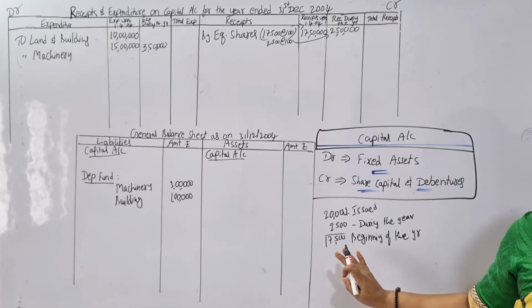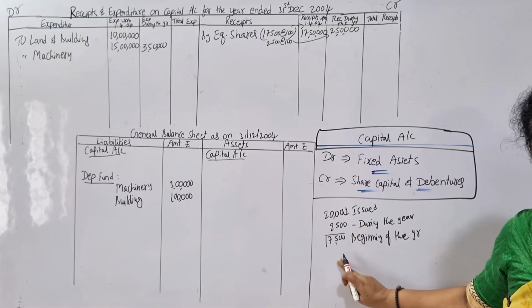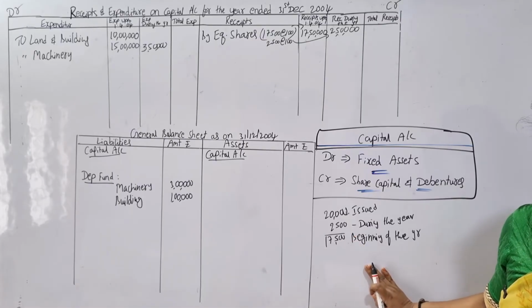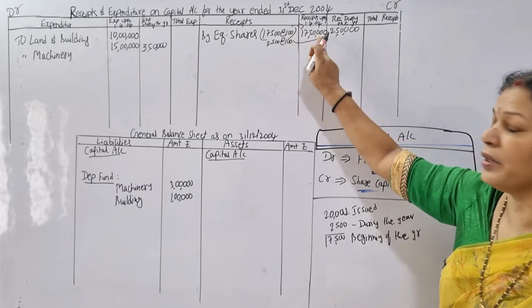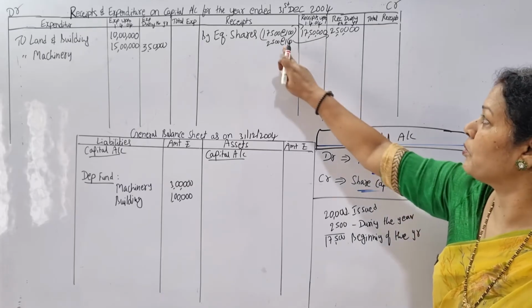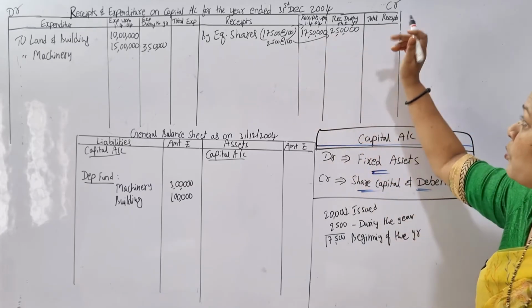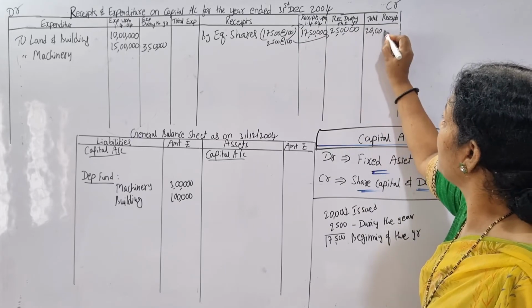2,500 issued during the year. If we exclude it, we are getting 17,500. 17,500 is beginning of the year. Beginning of the year means we are taking here 17,500 into 100. So this 2,500 is during the year, 2,500 into 100. So altogether it is 20 lakh. This total.